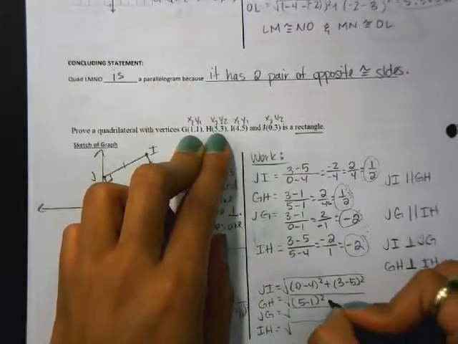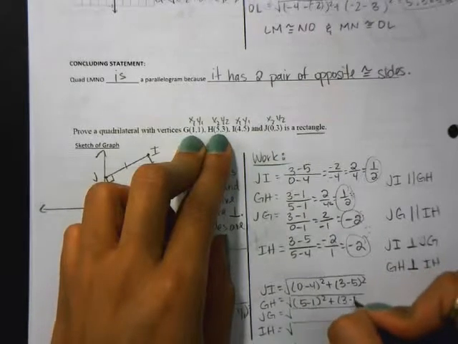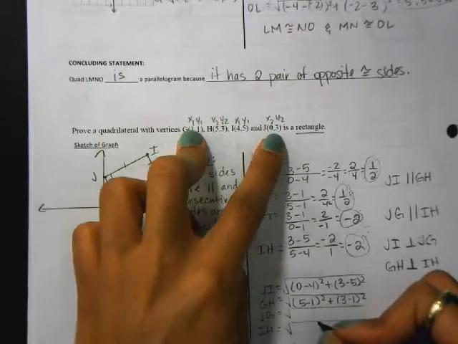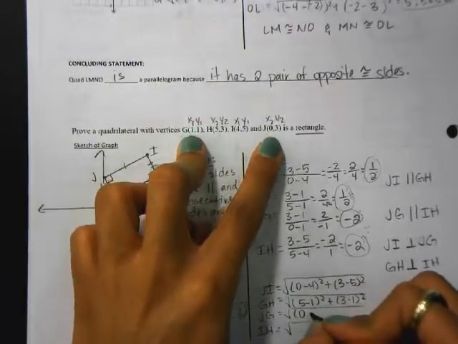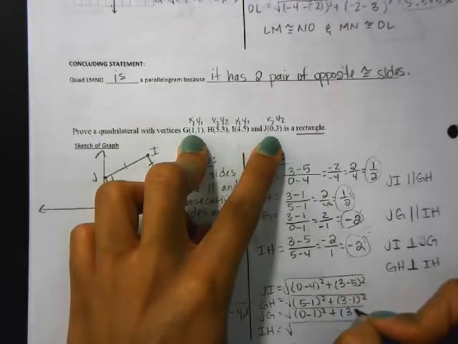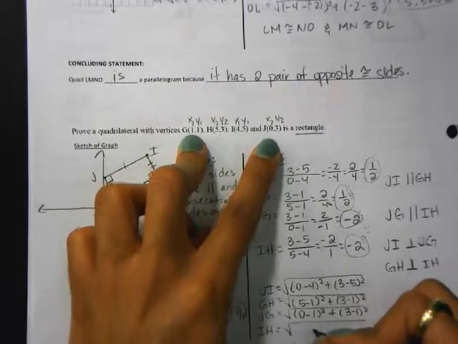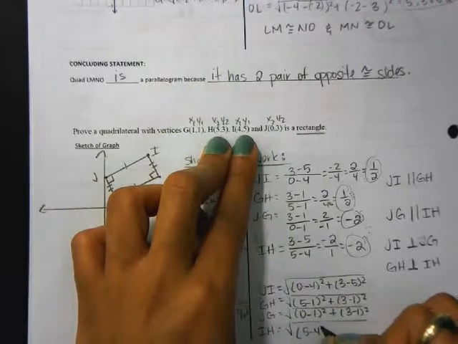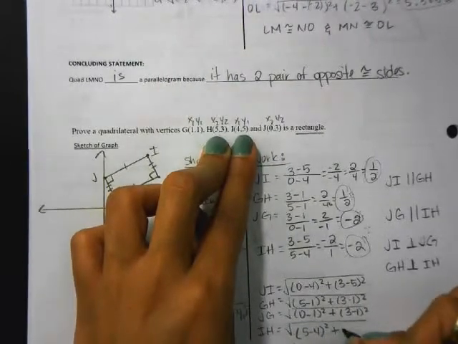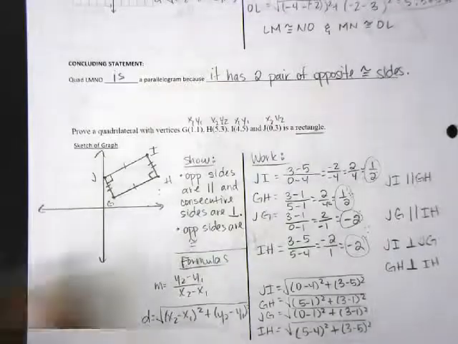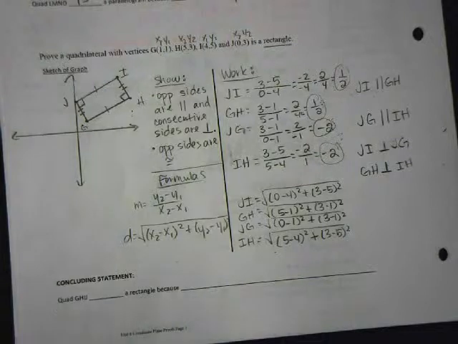Okay? Has anybody plugged those in already? Yeah? Esther, what'd you get? For GH, I got 4.472. Okay. And for HI, I got 2.236. And for IJ, I got 4.472. Okay. And for JG, I got 2.236. Perfect. So notice, 2 of them are the same.